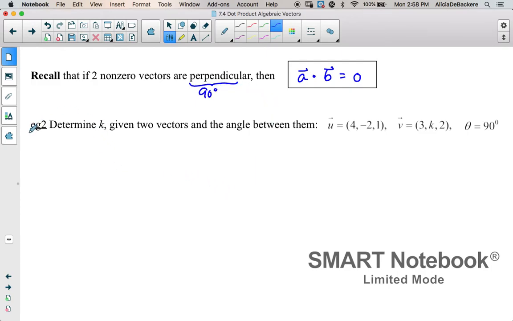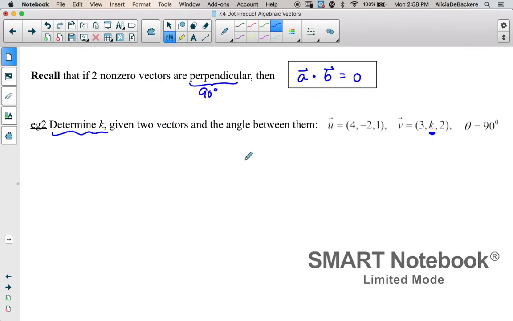All right, so in example 2, we're looking at determining the value for k. That's what we want. We're given two vectors and the angle in between them. So the vectors are u, v, and the angle between them is 90 degrees. And there's the k that I need to figure out. It's the y value of vector v. So again, I've got that theta is equal to 90 degrees, or perhaps they could change this question by saying that u and v are perpendicular.